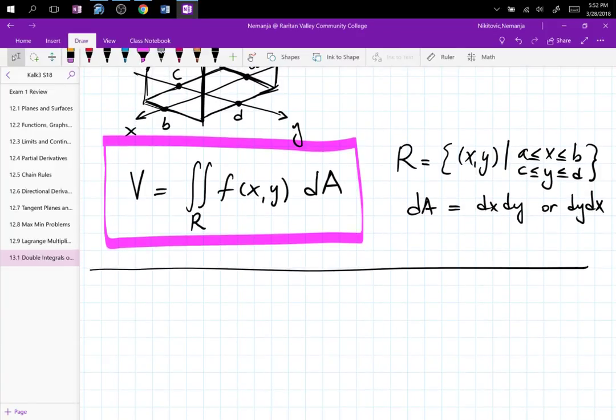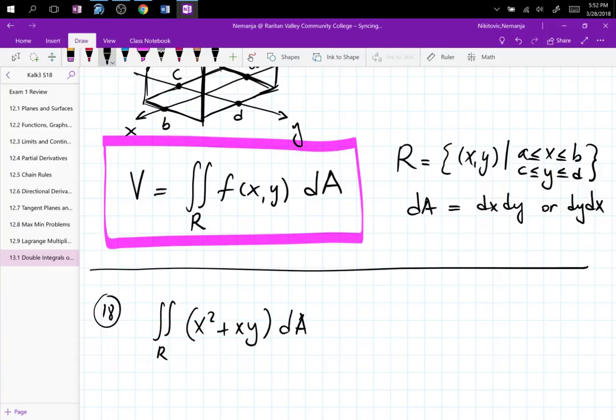So let's take a look at problem 18. Problem 18 says that we have a double integral on the rectangular region of x squared plus xy dA, and they give us the rectangular region R as the set of all points x, y such that 1 less than x less than 2, and negative 1 less than y less than 1.